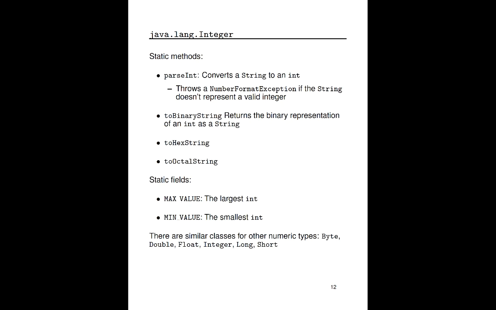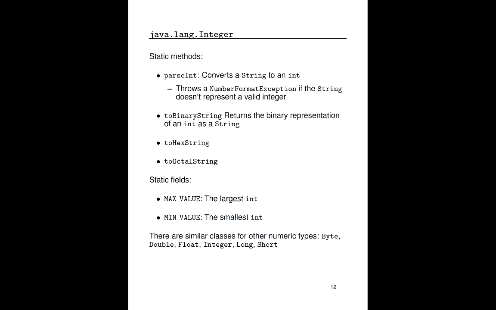And that's java.lang.Integer. So Integer has some interesting class methods, static methods. There's Integer.parseInt, which will convert a string into an int. Now you can pass it any string. And so if that string doesn't represent a valid integer, the parseInt method will throw a NumberFormatException. And therefore your code can catch the NumberFormatException and handle it appropriately.